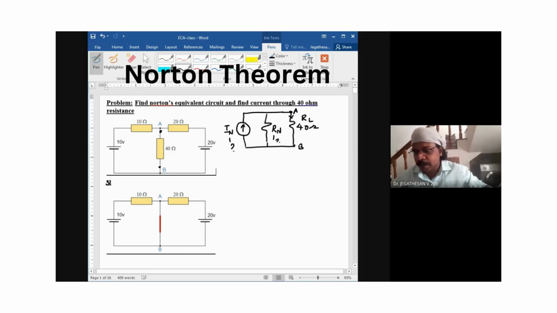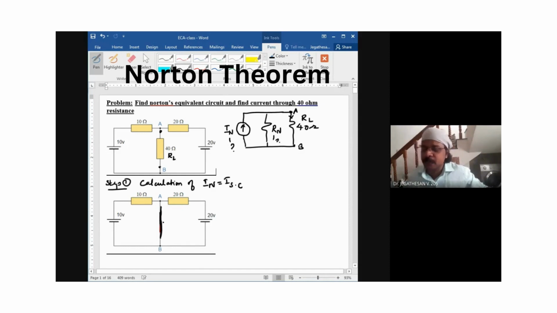Step one is the calculation of IN. IN is otherwise called the short circuit current. For the short circuit current, this is my RL. The RL has to be replaced and we have to make it a short circuit.